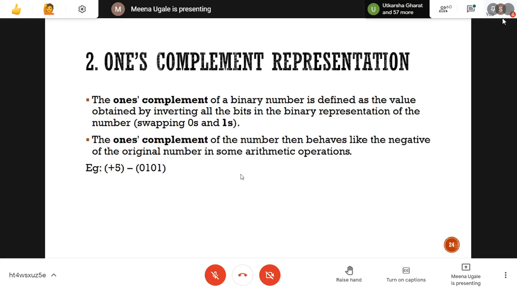For example, I have the number plus 5. Plus 5 in binary will be 0101. If I write minus 5, what am I doing here? I am just inverting the bits. You can see here, I have made this 1 a 0 and the 0 a 1. 1 will be 0 and 0 will be 1. Just invert the bits. If it is 1, make it 0. If it is 0, make it 1. That is called the ones complement representation of a number.